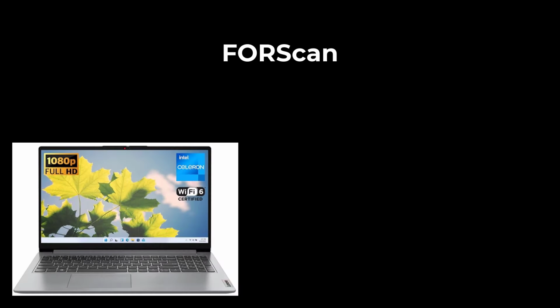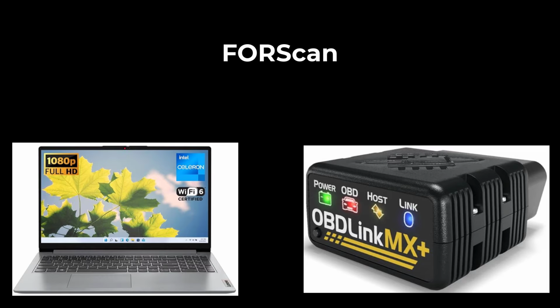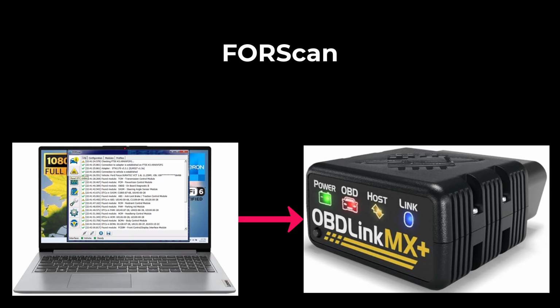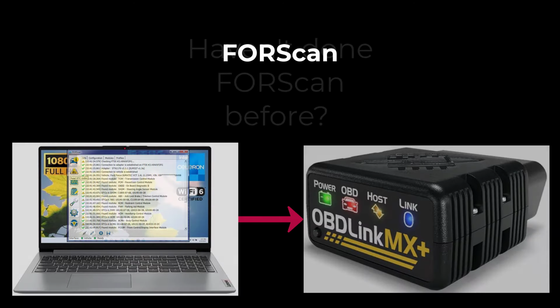To accomplish this task, we need to use a program called FORScan, which allows an owner to reprogram the software in your truck for very specific configuration items like this. You need a cheap Windows laptop and an OBD2 dongle that allows you to talk to the truck software. Personally, I prefer the OBD Link MX Plus OBD2 interface for this function.